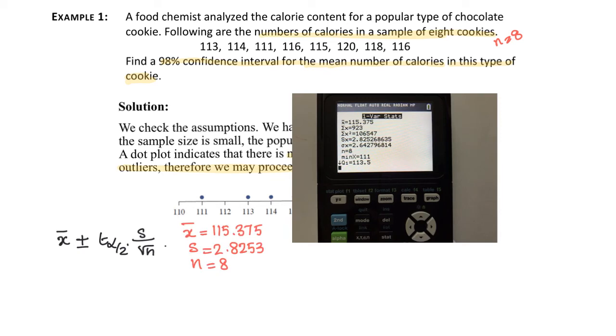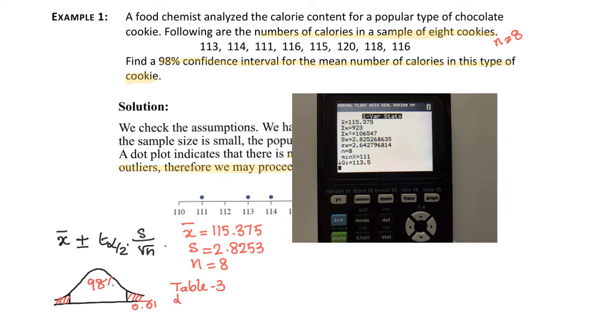Now we need to find the critical value at the 98% confidence level. So this area is 98%. So the sum of these two areas will be 2%. So this will be 1%. So this area is 0.01. So I need to use the table A3.